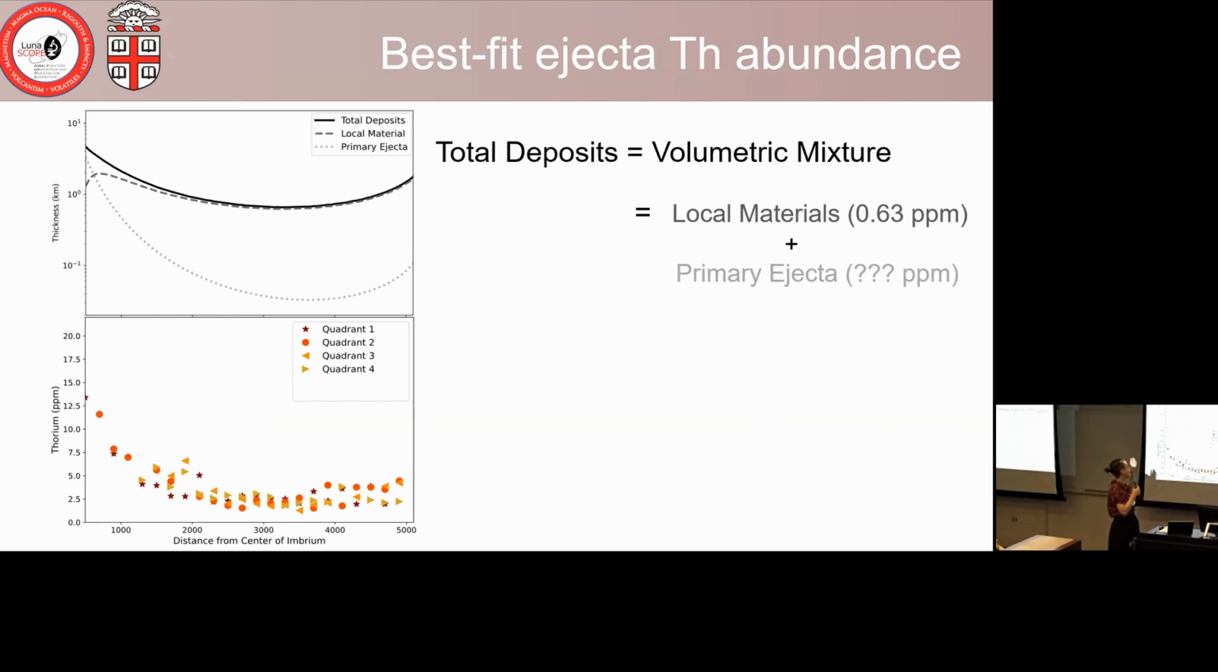At all distances from Imbrium, we know the thickness of the local materials, and we know the thickness of the primary materials. So assuming, which is an assumption, that the local materials have an abundance of 0.63 parts per million, which is the highlands bulk average, I believe, we can then try to use our measured bounds to find the best fit primary ejecta abundance.